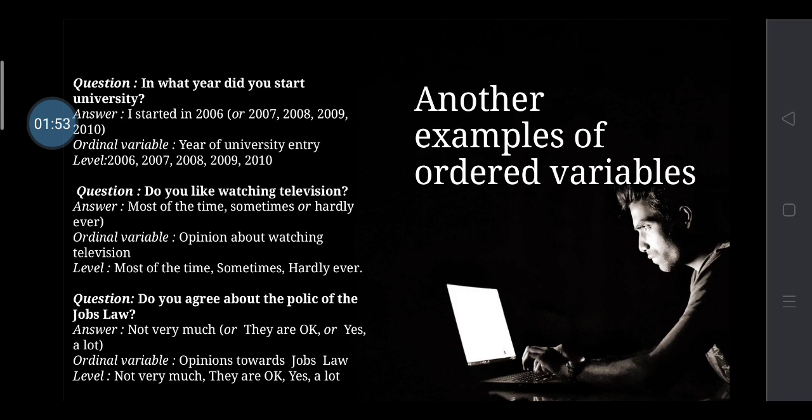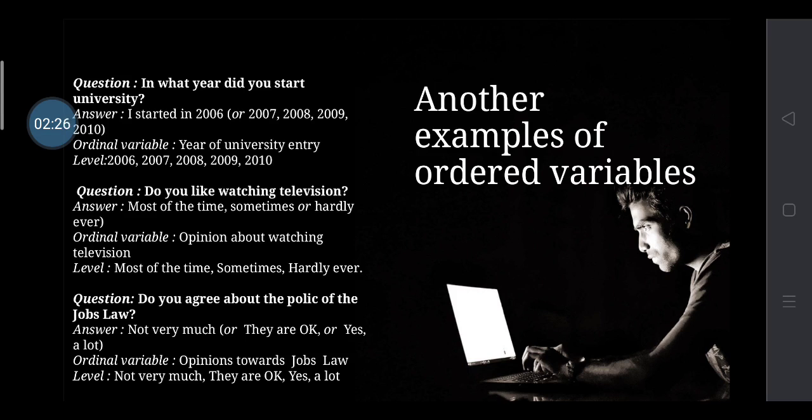Second, do you like watching television? The answers for each variable are most of the time, sometimes, or hardly ever. The ordinal variable is the opinion about watching television. Each level of the data variable is most of the time, sometimes, and hardly ever.